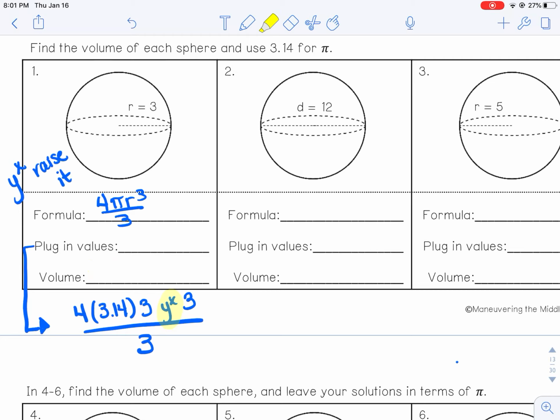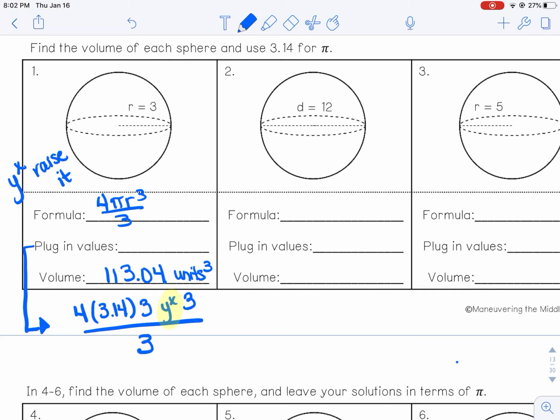Oh, I'm sorry, I did something wrong. Let me try that again. Times 3. Raise it to the third, divide it by 3. Okay, you're going to get 113. Keep messing up. Sorry, guys, it's late. 113.04. I don't know what the units are, so I'm just going to write units to the third power.